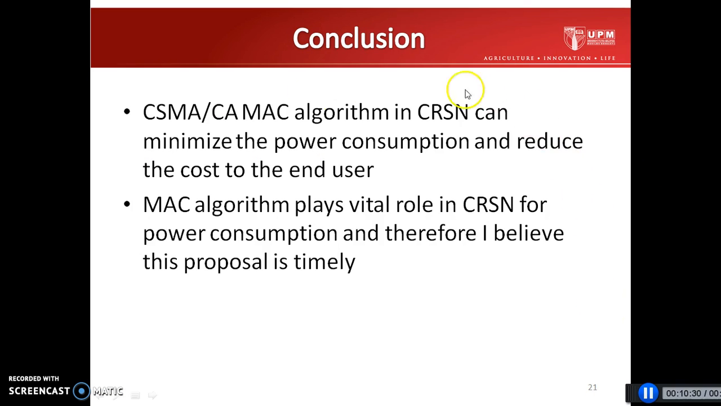Okay, the conclusion is the CSMA CA MAC algorithm in the CRSN can minimize the power consumption and reduce the cost to the end user. And lastly, the MAC algorithm plays a vital role in the CRSN for the power consumption, and therefore I believe this proposal is timely.